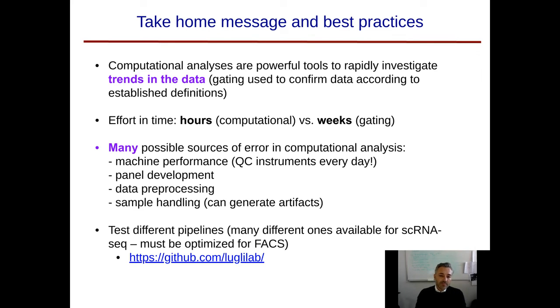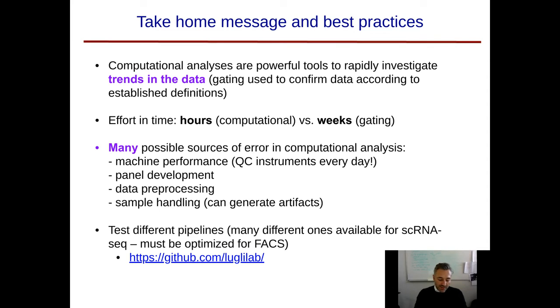But remember, there are many possible sources of error, probably more than those I have mentioned here. In computational analysis, the machine performance is very important. We QC instruments every day and before every experiment we do. That's something that I will thank forever Steve, Professor and Mario, who taught me how to do it. Panel development is a possible source of error. We have published a paper in that sense, but there are many more papers that you can follow in that regard. Data pre-processing, we have seen that it can be a source of error, and obviously sample handling, which can generate artifacts.